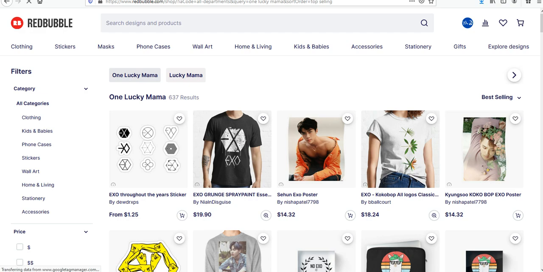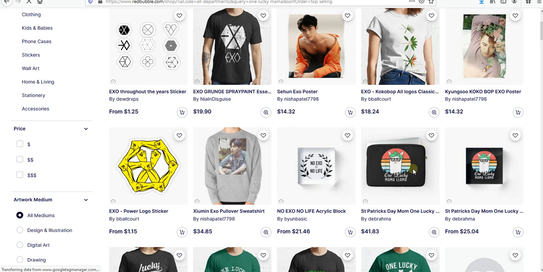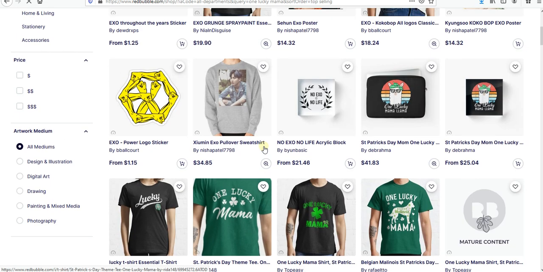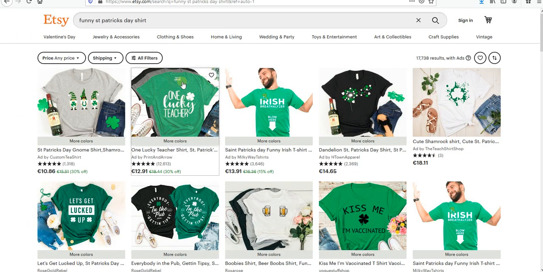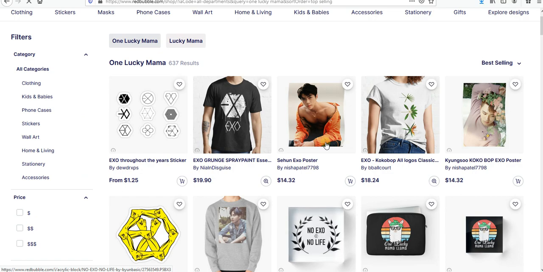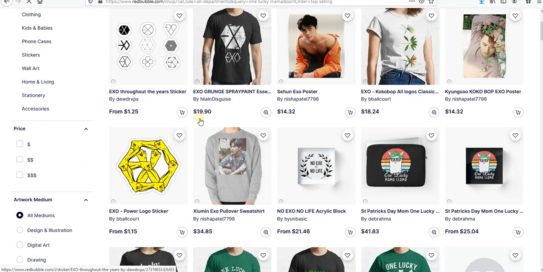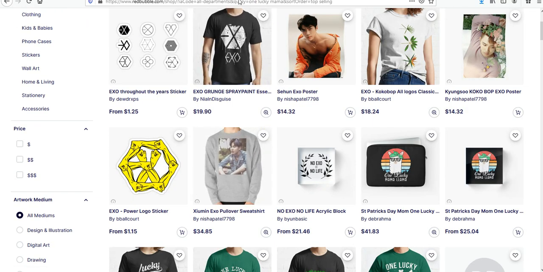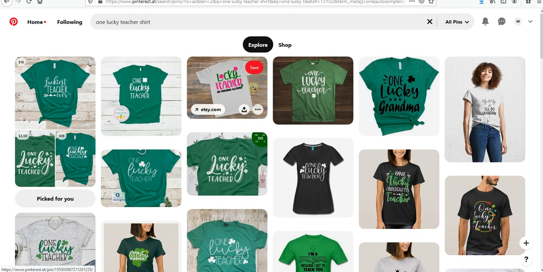So what we can do here on Redbubble, as you can see on "one lucky mama", we can just find two or three rows, and nothing exactly like this design. So what we can do is combine this design idea with something from Pinterest, and do it with another graphic or another font, and then put it here on Redbubble, because there's no competition, and even on the first page there is nothing like that, and people are already buying that on Etsy and other websites like Amazon, and it's on the first page of Pinterest's Explore page.